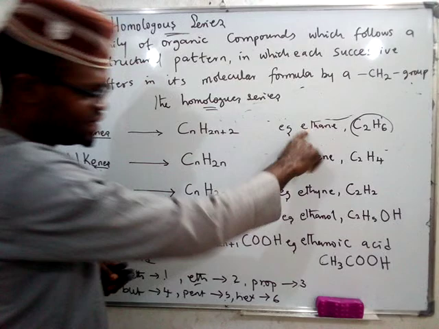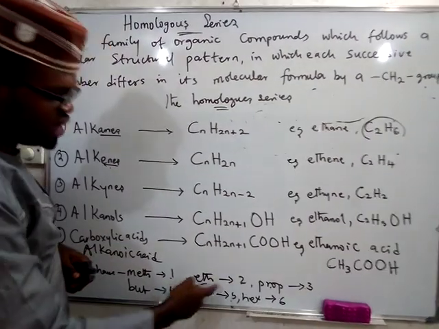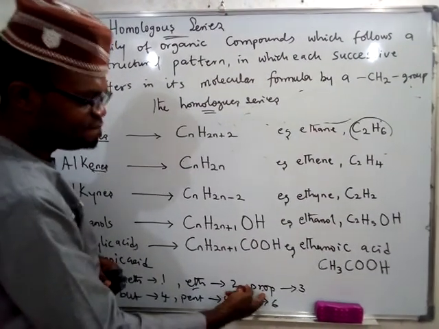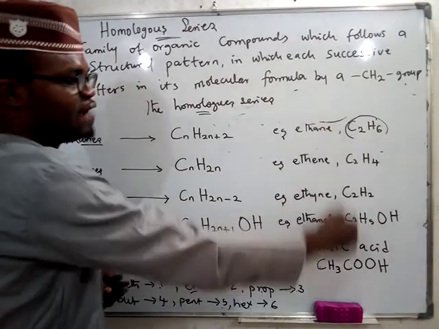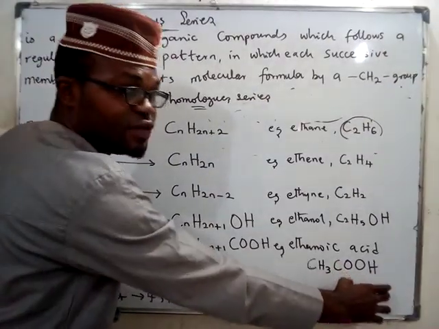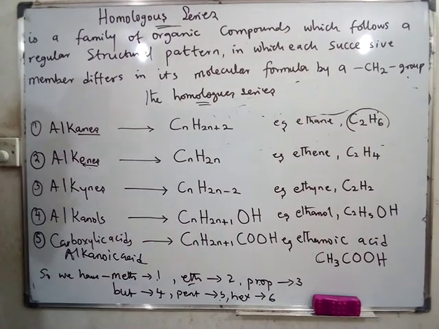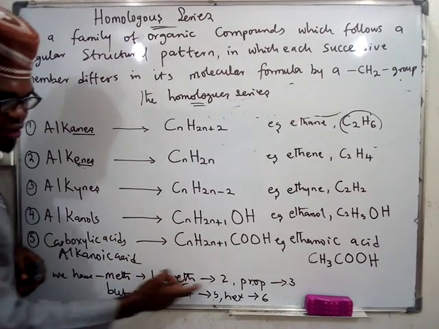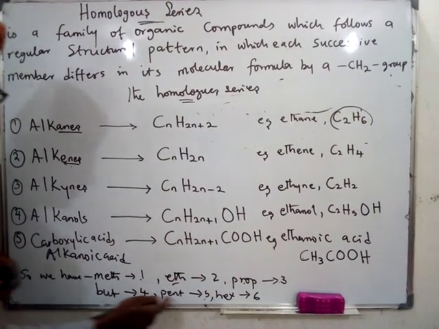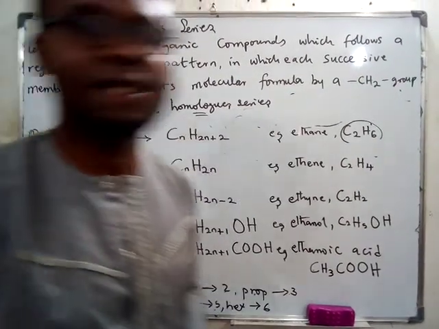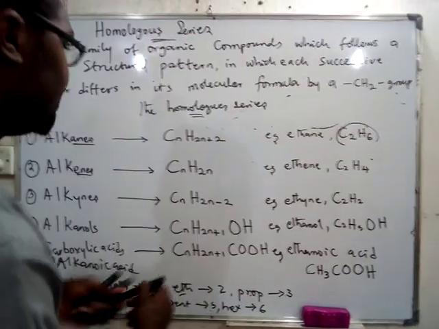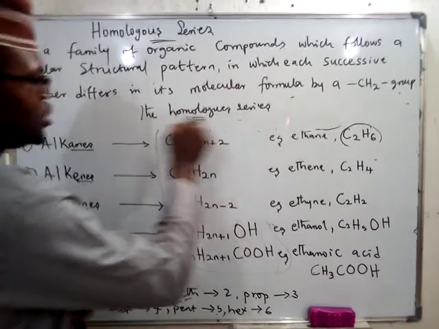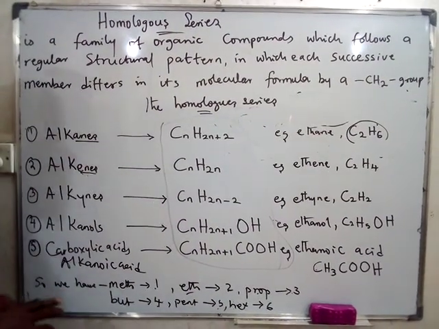All these formulas are derived from the general formulas. If it is ethene that you are starting with, you replace N with 2. If it is prop that you want to start, you replace N with 3. Then you derive the formulas. All these individual formulas are derived from these general formulas. But note what you want to start with: if it is meth, it's 1, eth 2, prop 3, but 4, pent 5, hex 6. So that's how you come about the formulas. Knowing these formulas is very, very important, the individual formulas of the homologous series. So the different homologous series that we have are what?